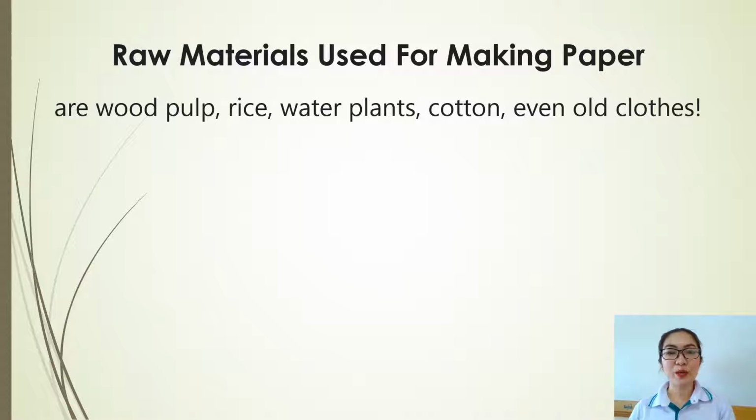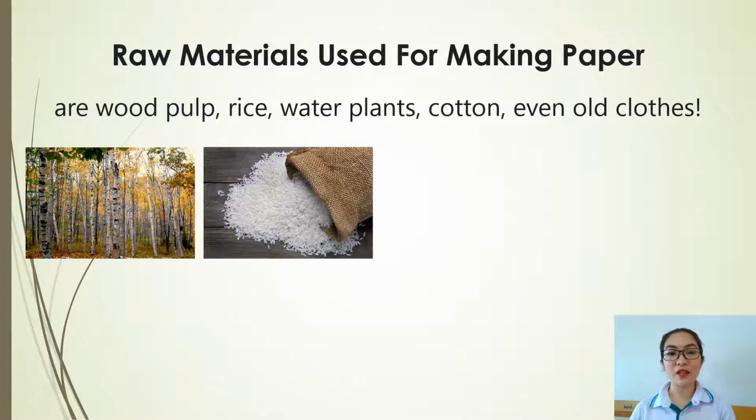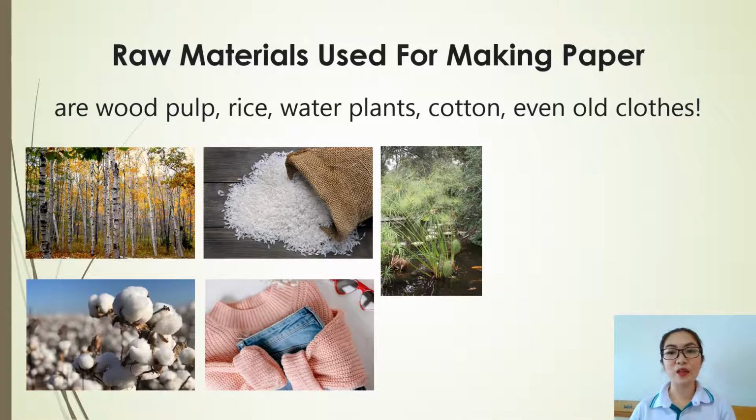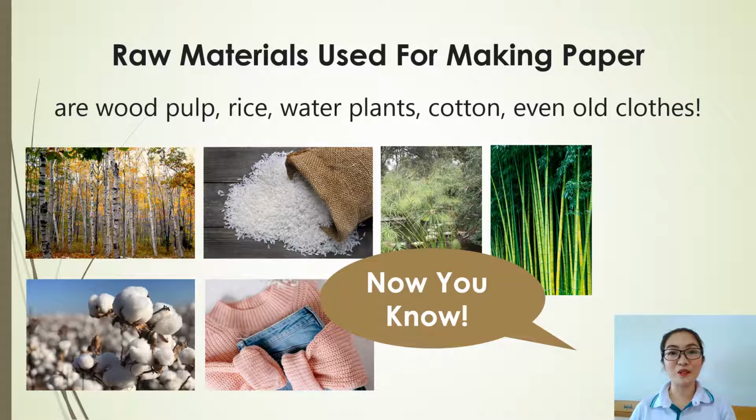So to answer my previous question on what different materials are used for making paper, we can actually make paper out of wood pulp, rice, water plants, cotton, clothes, and bamboos. Now you know.